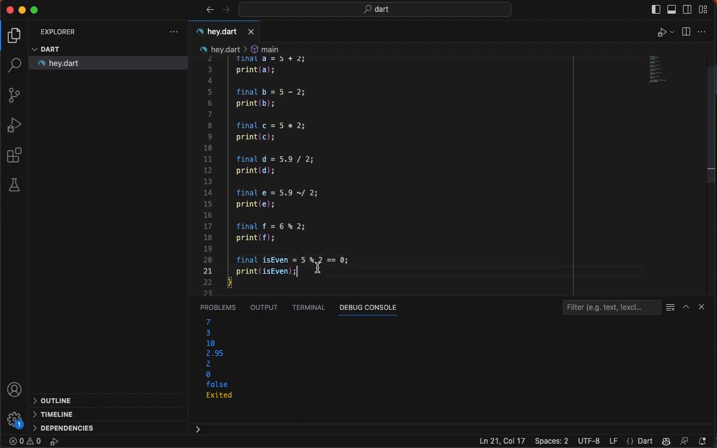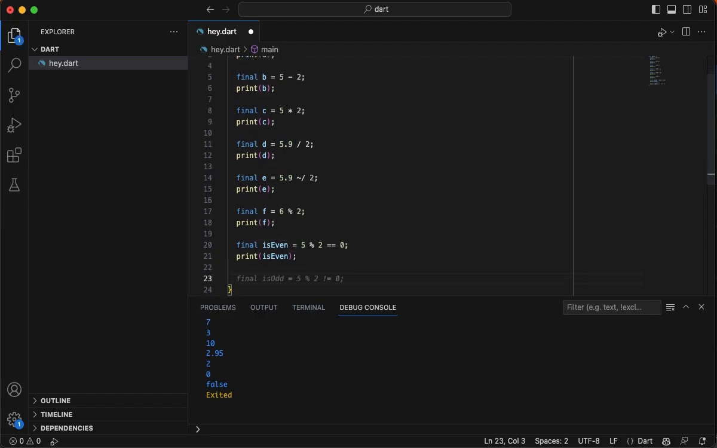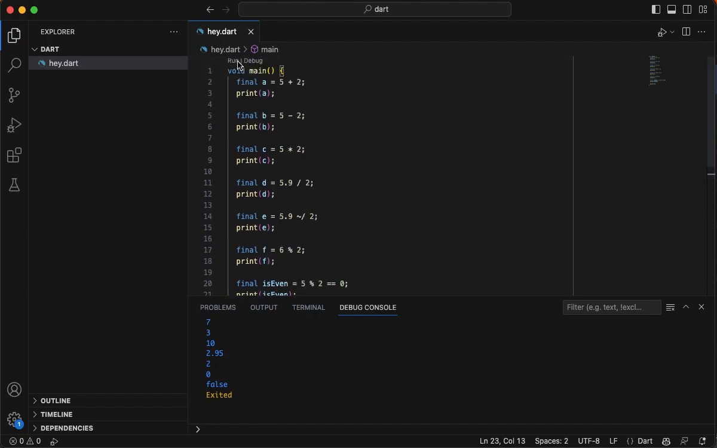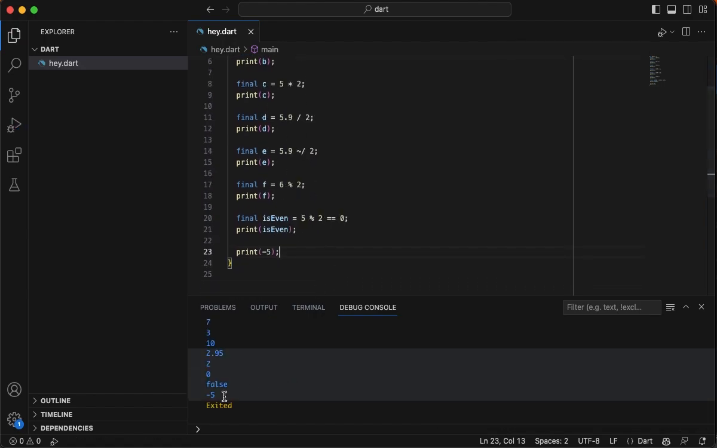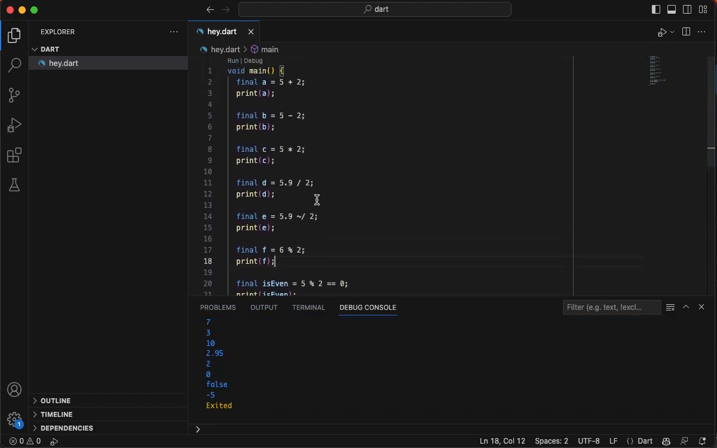And the last arithmetic operator is the negation, or the minus. So minus 5, this is just the operator. It's a unary operator. So if you run, it's just minus 5.